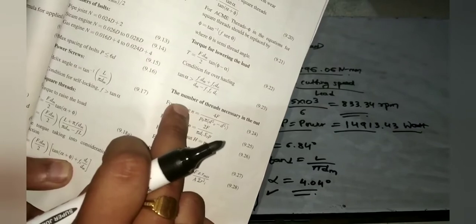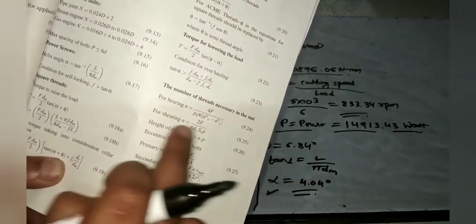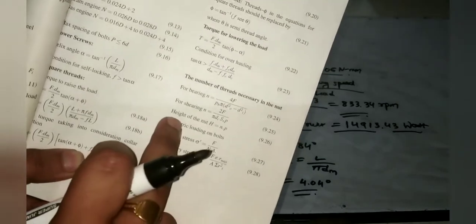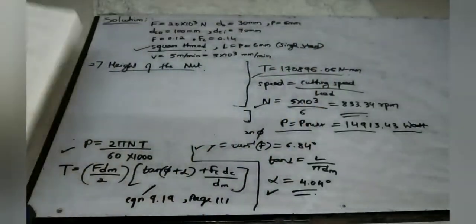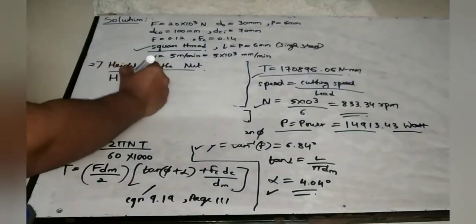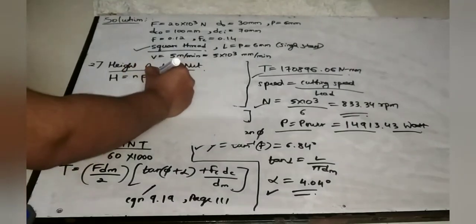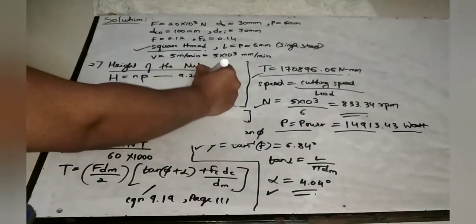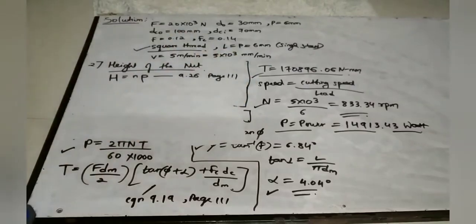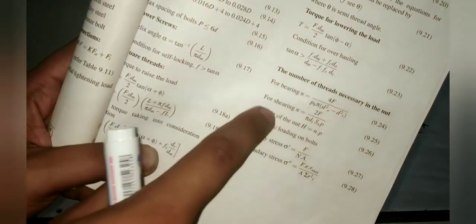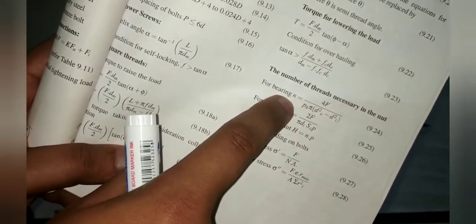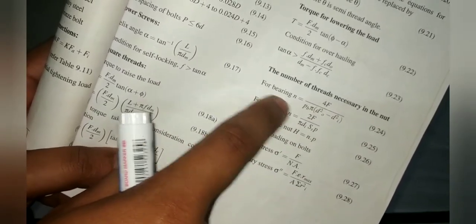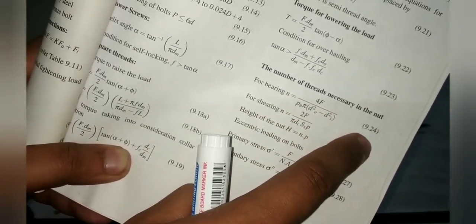You see here, number of threads necessary in the nut. So equations have been given now. So 9.26, height of the nut. So that first I will write. Okay. So height of the nut, H is equal to N into P, 9.26, page number 1111. But what is N? Bearing pressure is given in the question, so this equation you have to refer now. N is the number of threads necessary in the nut. For bearing it is this expression 9.24. So let me copy that one.